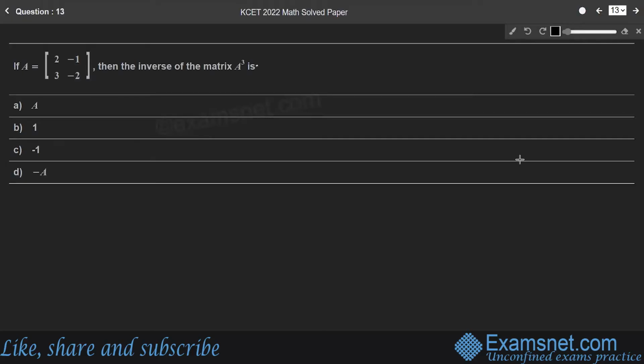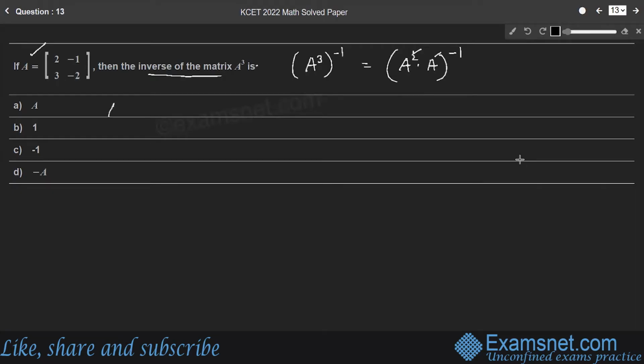Question 13. If matrix A is [[2, -1], [3, -2]], then the inverse of the matrix A cube is. So we need to find the inverse of matrix A cube. A cube can be written as A square into A, and it's a whole inverse, raised to minus 1. So let us find A square and the inverse of A separately.